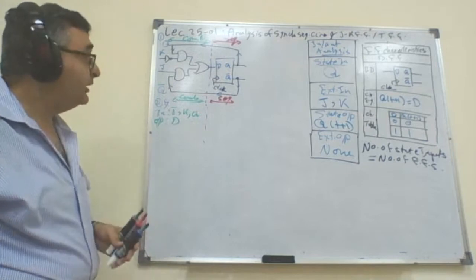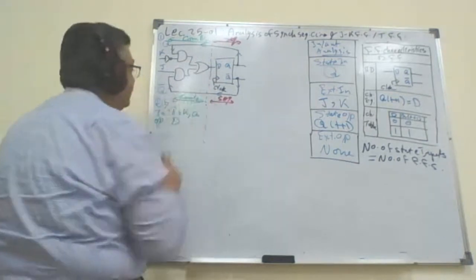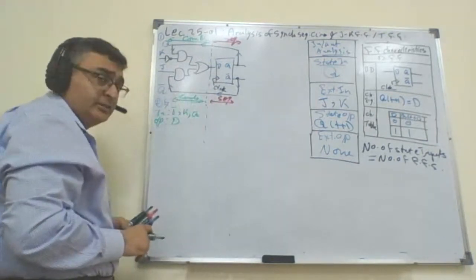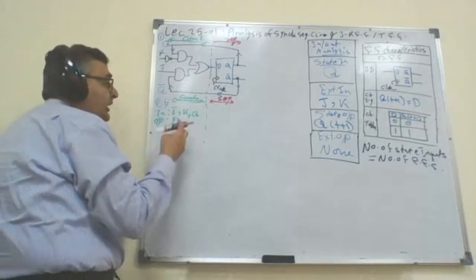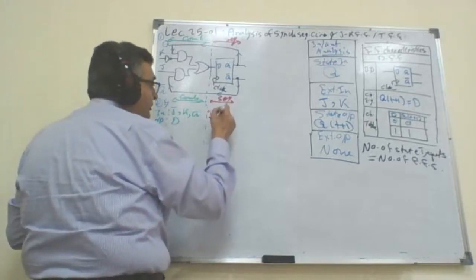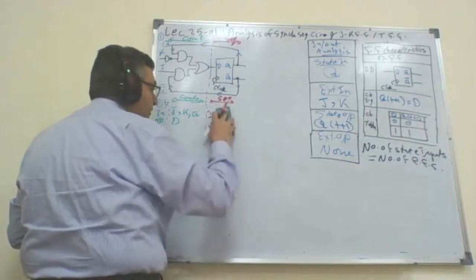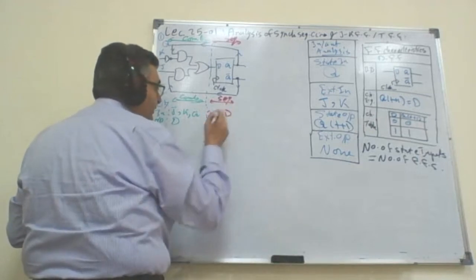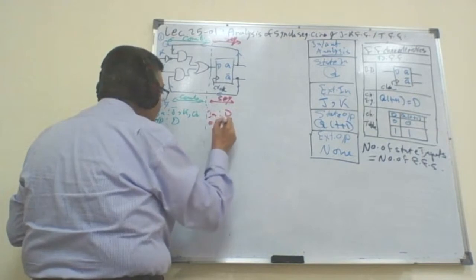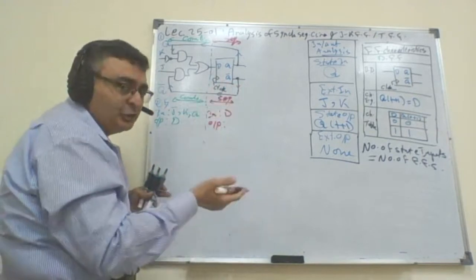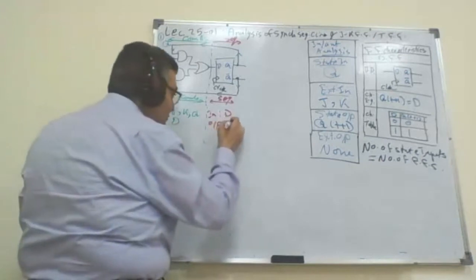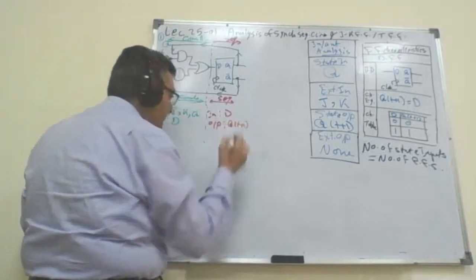Yeah, but this is the output. Can I analyze this? Yes. Fine. What about the sequential? Sequential has input D. Sorry, the output of the sequential is the output in the future. It's not Q. It is Q of T plus 1.